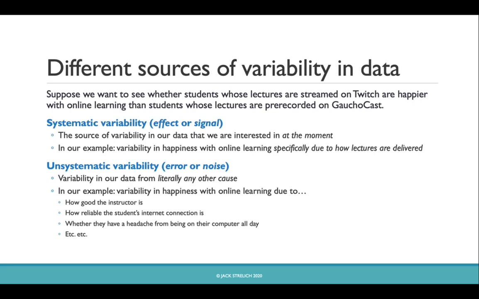For example, there might be variability in our sample due to the gender of the student. In this example on the slide, that would be considered unsystematic variability. However, if we're interested in looking at possible gender differences in happiness with online learning, then variability due to gender is systematic variability. It's the source of variability that we're interested in. It all flows downhill from the research question.